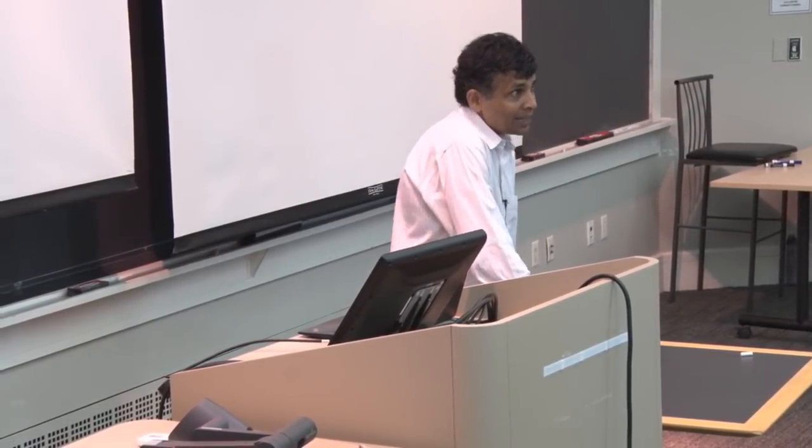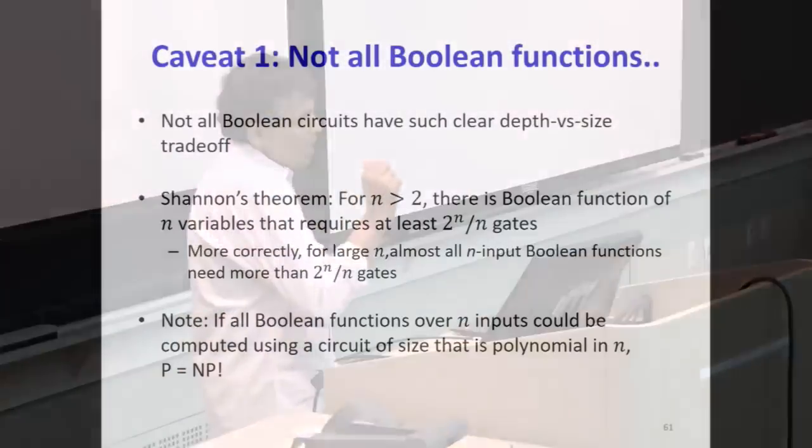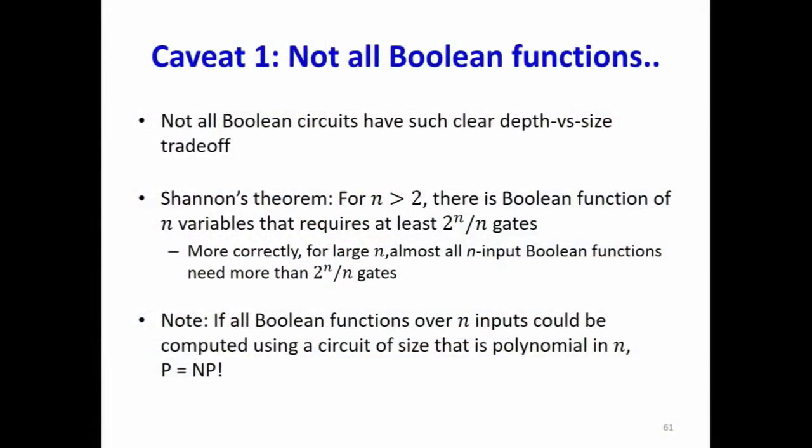And the fact of the matter is that parity doesn't belong to the class of AC0. It actually gets much more interesting than that. Again, not all Boolean functions have such clear depth versus size trade-offs.